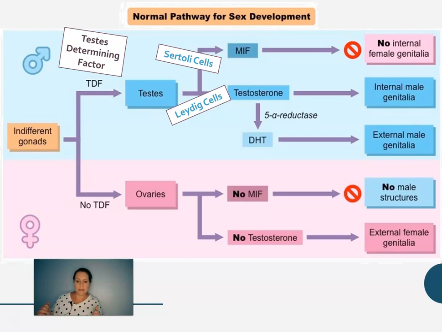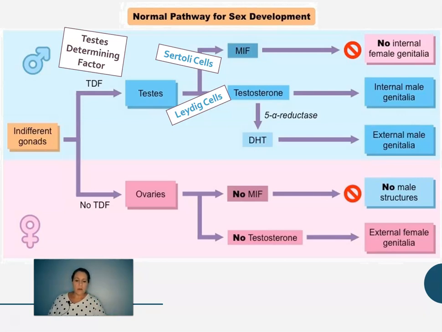All right, how are we doing so far? Following along? Jot down some notes if you have questions. So again, in these males, the SRY gene gets activated. That causes the production of testes determining factor. That leads to the production of Sertoli and Leydig cells. So now we have a testes full of these different types of cells.